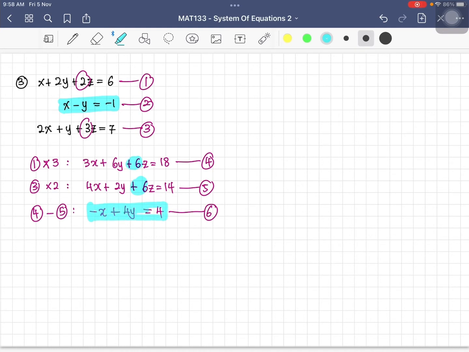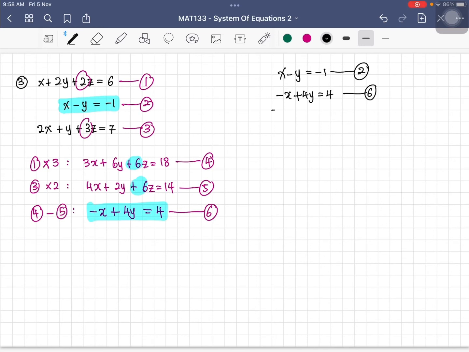Please take note that equation number 2 and equation number 6 have two variables only, x and y. So we can solve them simultaneously. Let me write equation number 2, x minus y equal to -1. This is equation number 2. Equation number 6 is given by -x plus 4y equal to 4. This is equation number 6. Therefore, we can solve the simultaneous equations.